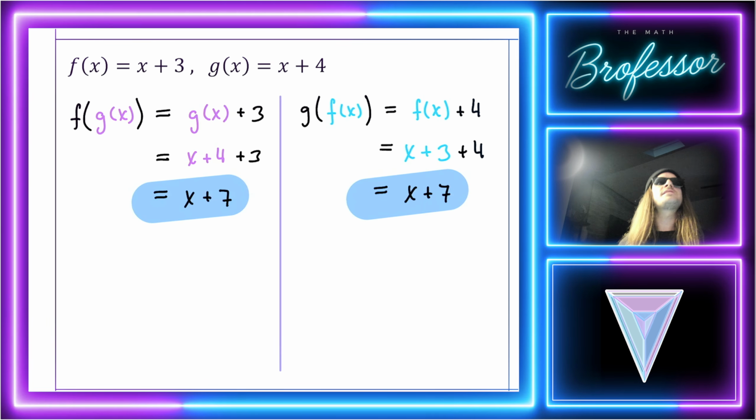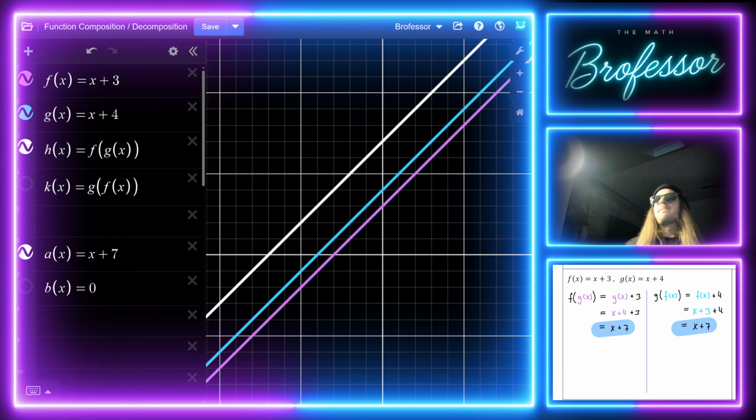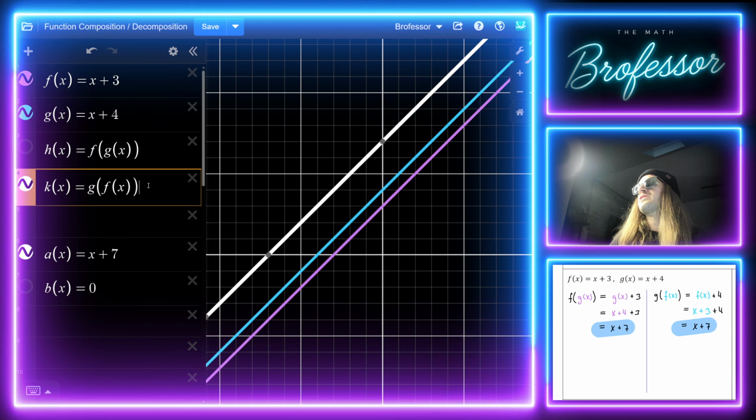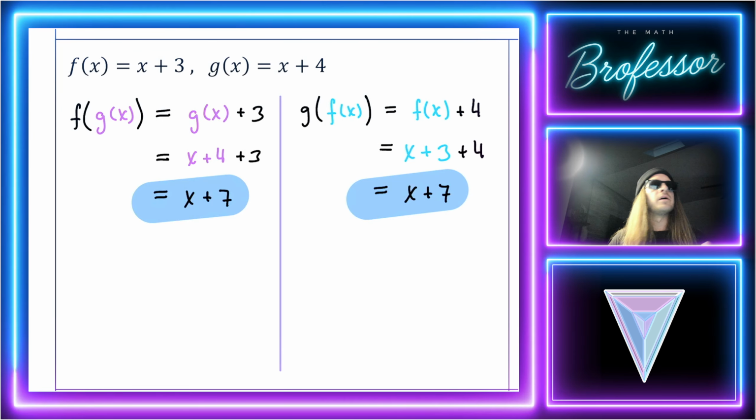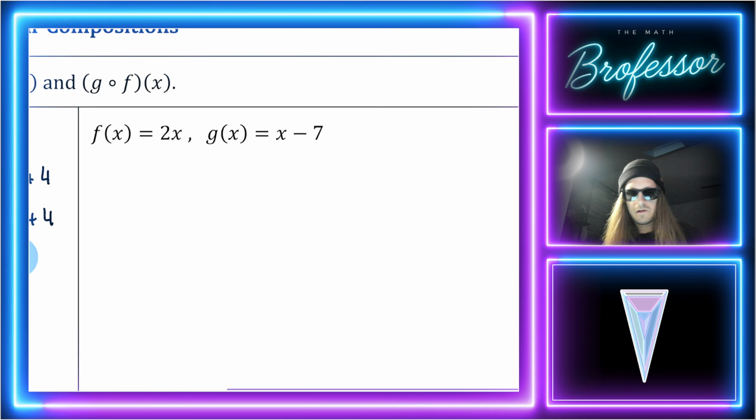But let's see this. We'll switch back to Desmos. And that's my k. I'm using k here. It's just what I felt like using. That's not a thing you have to do. And let's see, if I turn on g of f of x, you'll see we get the same x plus 7. x plus 7 is the same as g of f of x, right? So we did, in fact, get this right as well. All right, good. So here we go.